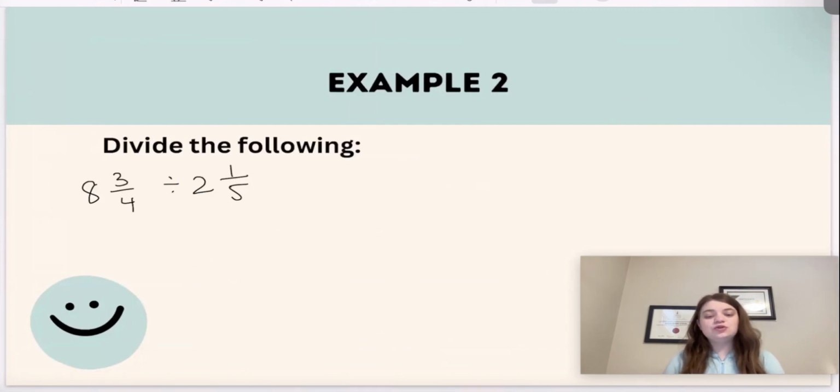8 and 3/4 divided by 2 and 1/5. So first step, once again, is to switch the mixed numbers to improper fractions. It's very important that we start with that.